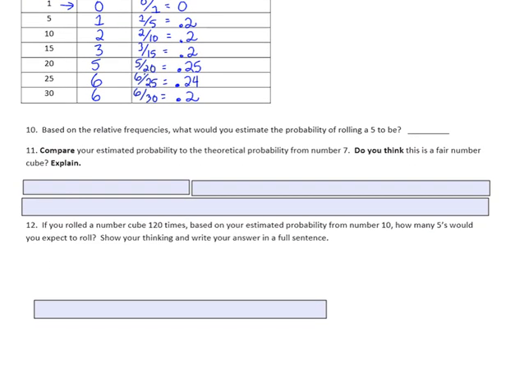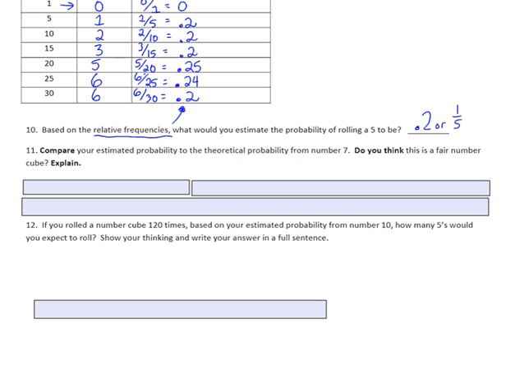Question 10. Based on the relative frequencies, what would you estimate the probability of rolling a 5 to be? Now remember the relative frequencies, that is from our experiment, and you will find that answer in the last row of your experiment. So the estimate of the probability of rolling a 5 is 0.2, or 1/5.